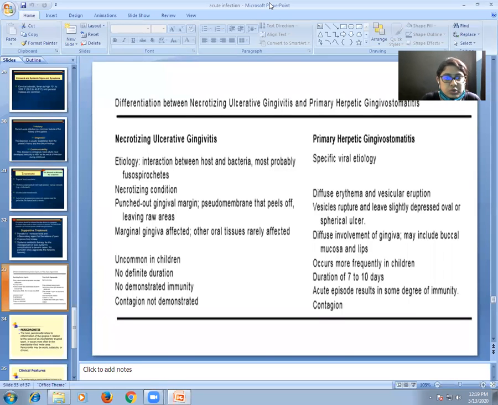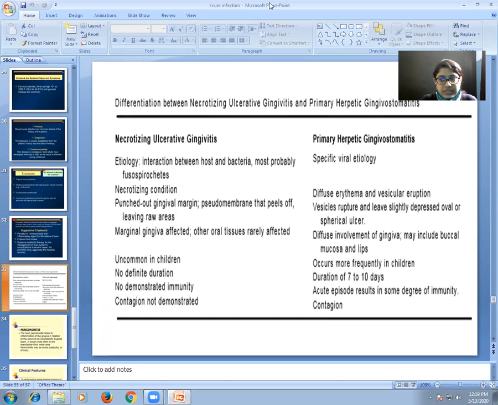The second difference is that necrotizing ulcerative gingivitis is a necrotizing condition, while primary herpetic gingivostomatitis has diffuse erythema and is characterized by vesicular eruption. The third difference is that necrotizing ulcerative gingivitis is characterized by a punched-out gingival margin, that is, a pseudomembrane is present on the gingiva. When this pseudomembrane peels off, it leaves raw areas of the marginal gingiva. While in primary herpetic gingivostomatitis, there are vesicles.